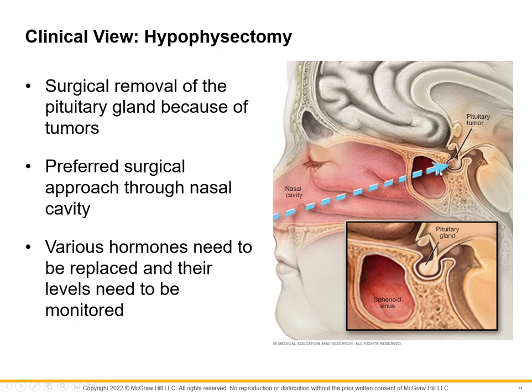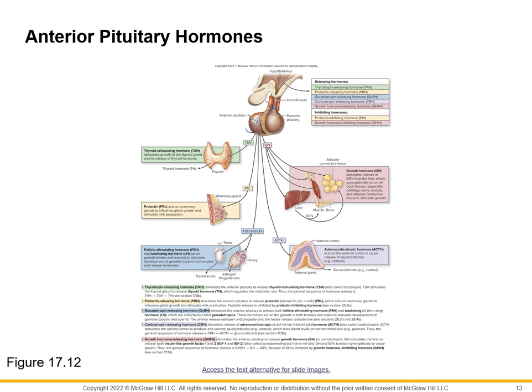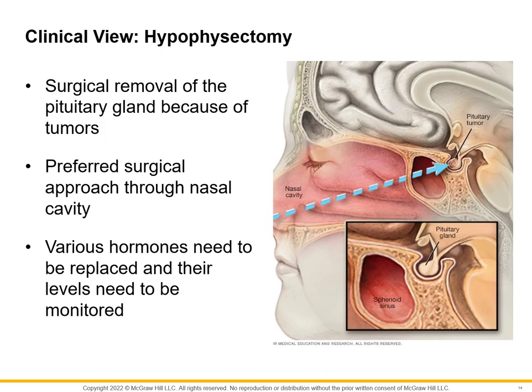Now, if you think about all the things we just talked about, all of these things on this slide are coming from just the anterior pituitary. We also have the posterior as well, remember, with ADH and oxytocin. So if you remove the pituitary, you can imagine all of the hormones that are going to need to be replaced, and their levels are going to need to be monitored very closely essentially for the rest of your life once you've removed that pituitary gland. So it is a necessary procedure at times, but it also comes with lifelong, downstream considerations.